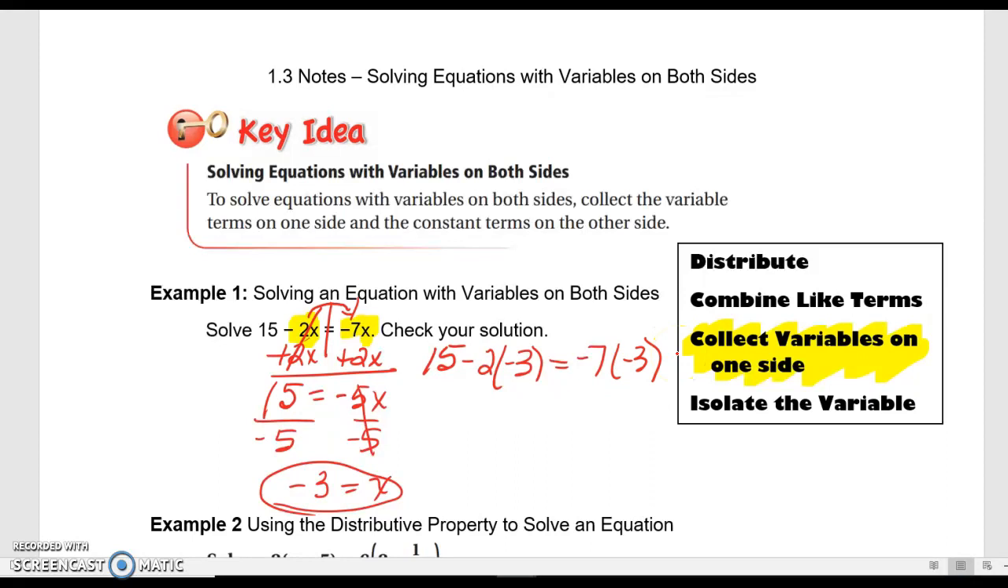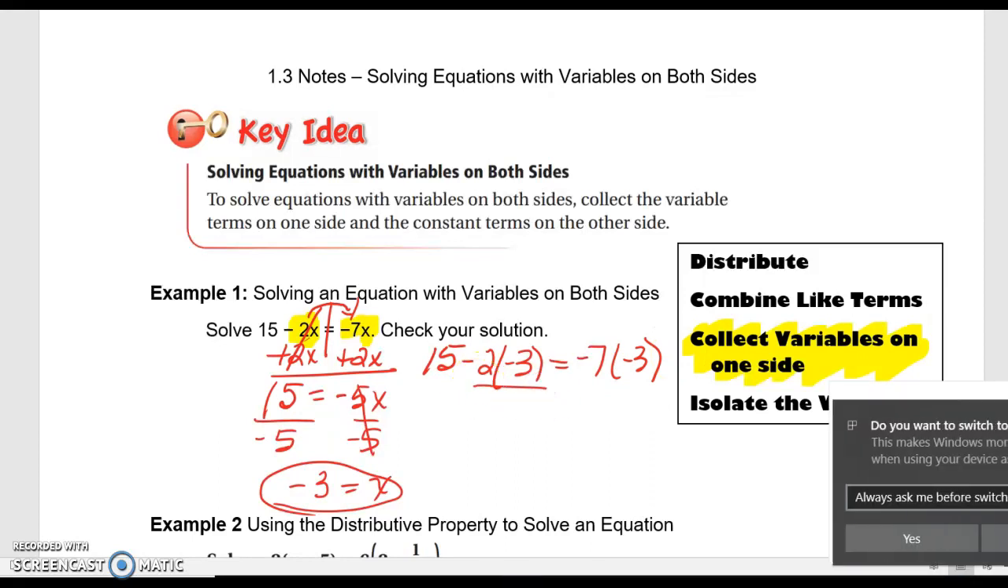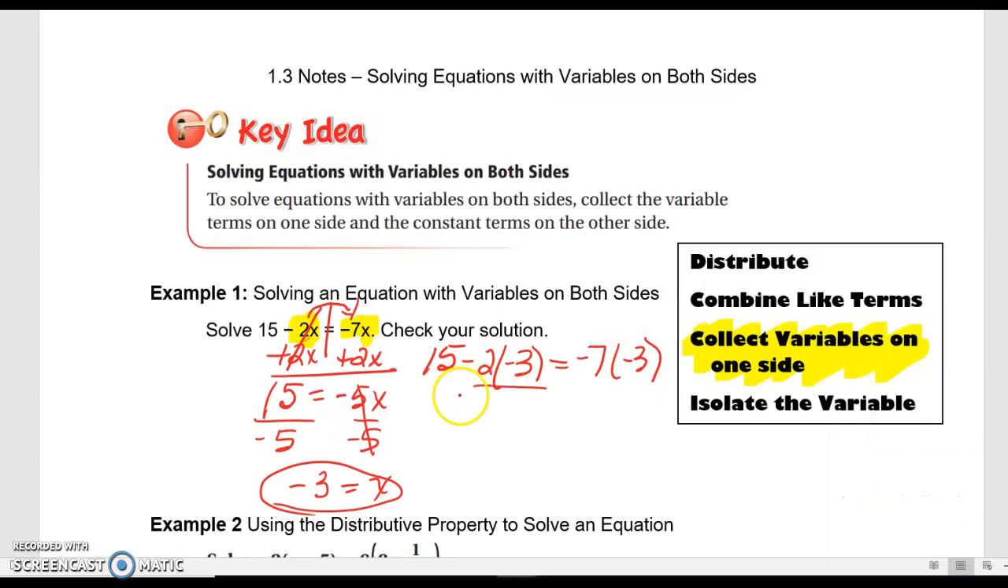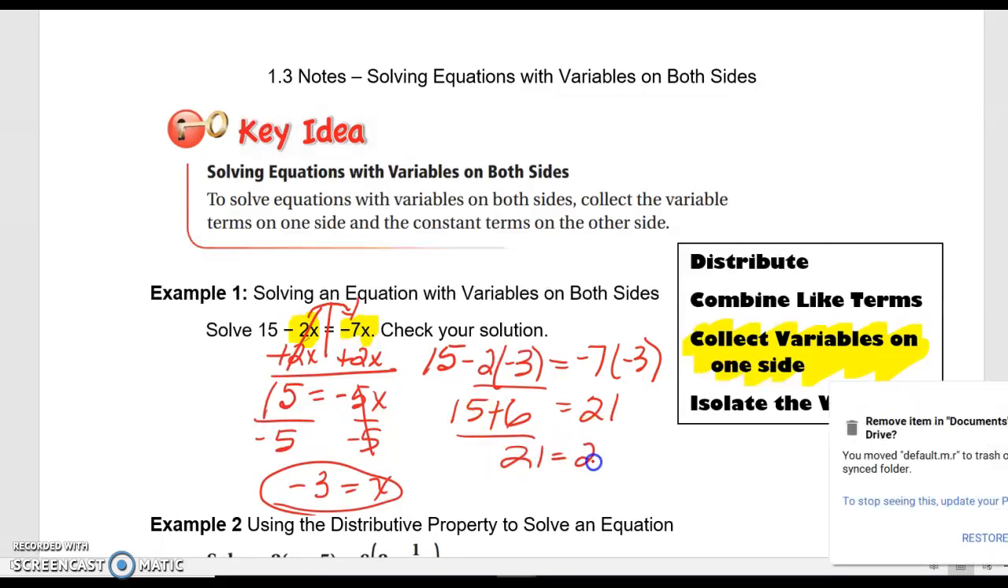I'm going to evaluate using order of operations. So here a negative times a negative is a positive. So it's 15 plus 6. And negative 7 times negative 3 is positive 21. If I finish this left-hand side, you can see that both sides are equal to 21. Therefore, it checks.